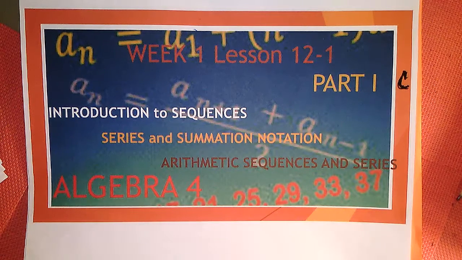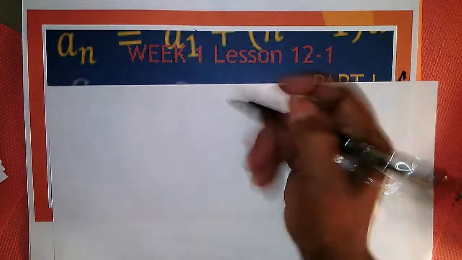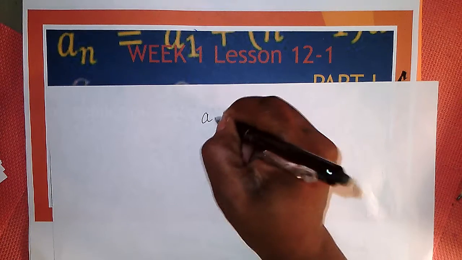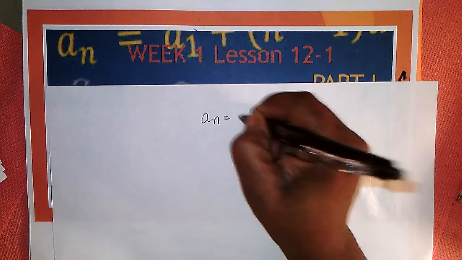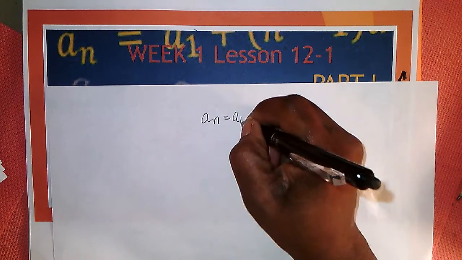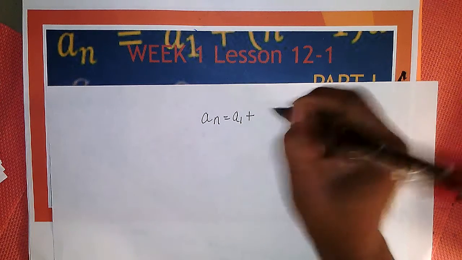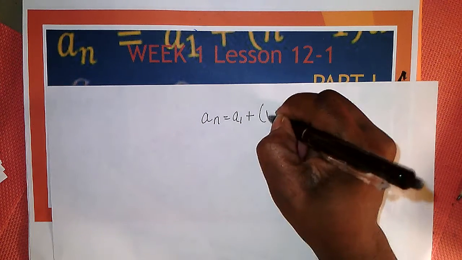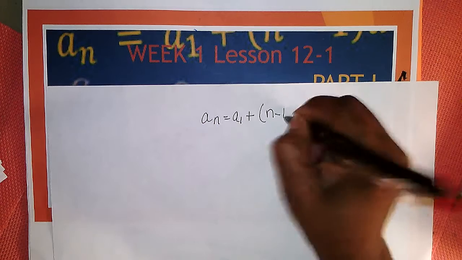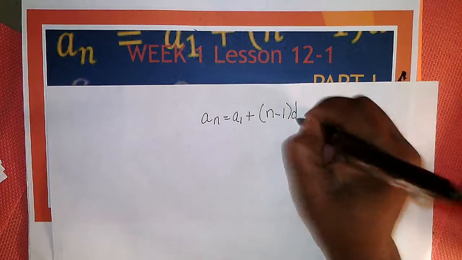So we talked about arithmetic sequences, and we talked about the formula that we use to solve it. And so let's start off with the formula. And the formula is a_n equals a_1 plus parentheses n minus 1 d.